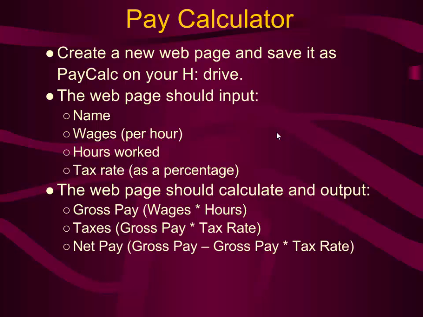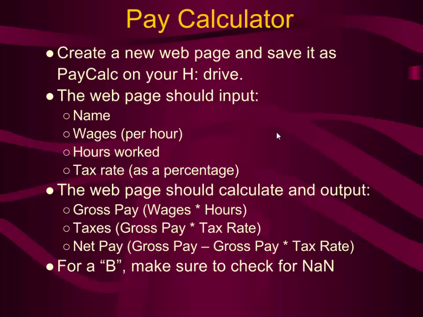And what you do is you subtract the taxes from the gross pay to get net pay, which means you have to also calculate what the taxes should be. To do that, you need a tax rate. Luckily, that's one of the inputs.